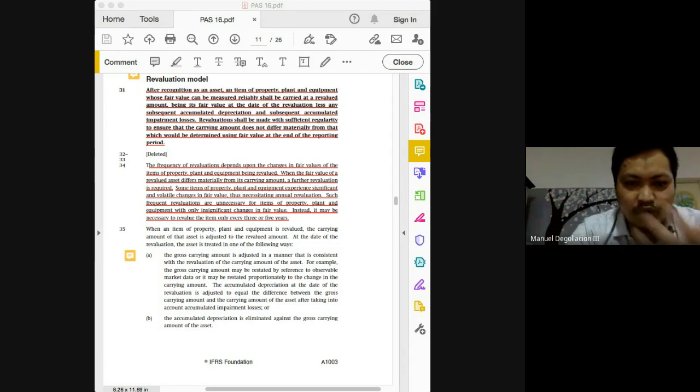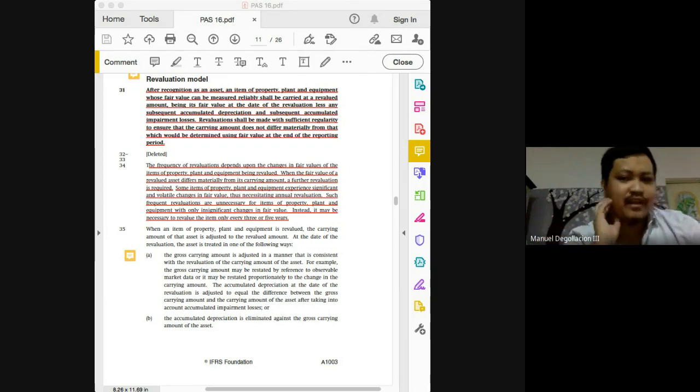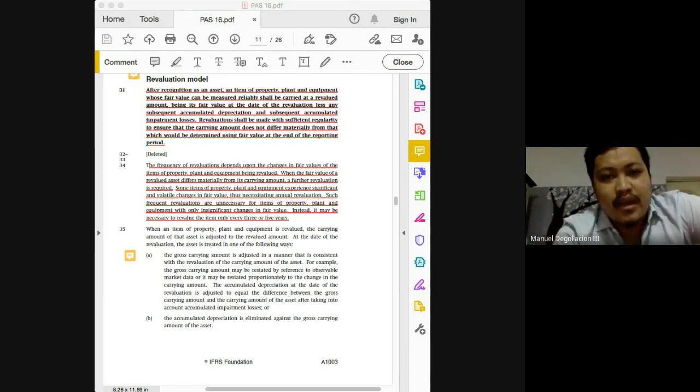Okay, but of course, paragraph 34 tells us that it is then also possible to do it annually. Okay, but when do you do it annually? Only if the changes are significant every year. But if not, there is no need for us to make the restatement. There is no need for us to make the revaluation.